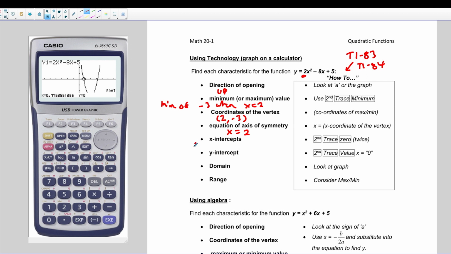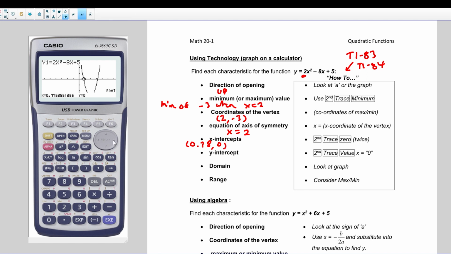So we have 0.78, 0. That was my first one.